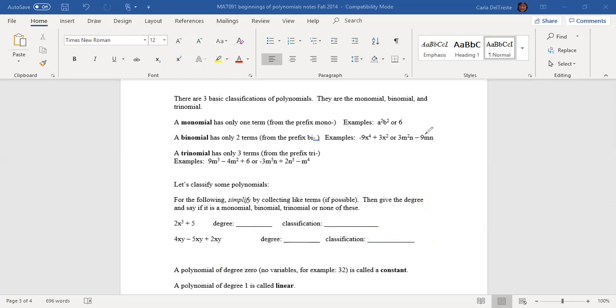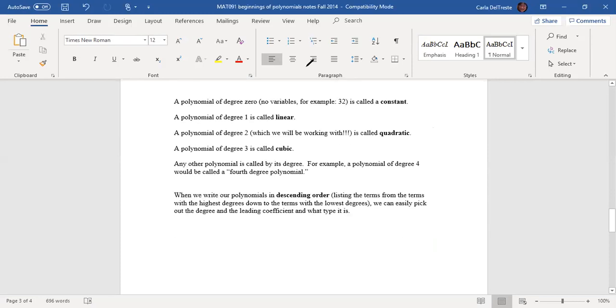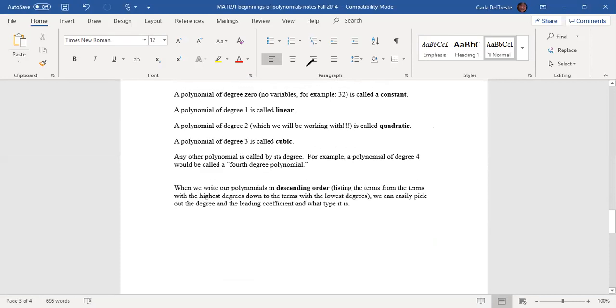If we continue with this sheet, you can also name the polynomial depending on its degree. So if a polynomial has a degree 0, it's a constant polynomial. If a polynomial has a degree 1, it's linear. We talked about that. That shouldn't be a surprise. If a polynomial is of degree 2, and that's what we're going to be working with next, it's called a quadratic. If it's a polynomial of degree 3, it's called a cubic. And if it's any other polynomial, you just call it by its degree. So a degree 4 would be a 4th degree polynomial. There's no other special names.